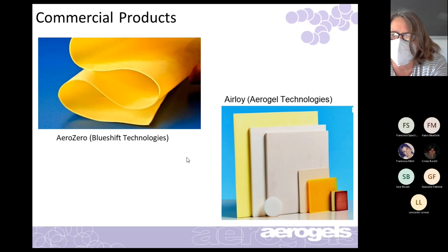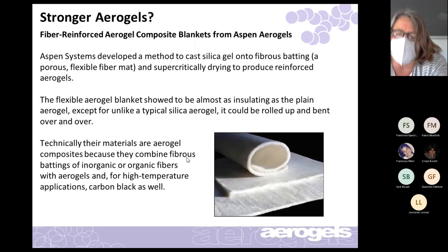Another way is to use fiber reinforcement. If you impregnate your wet gel with some kind of fiber, you can make a composite material. This is one from Aspen Aerogel. Other companies make the blankets. They're not the only ones. They are one in the United States. I think they may have been the first to do this, I will say that. They developed a method to cast your silica gel onto a fibrous batting, a fibrous material mat, and then supercritically dry it. They use supercritical drying to produce reinforced aerogels.